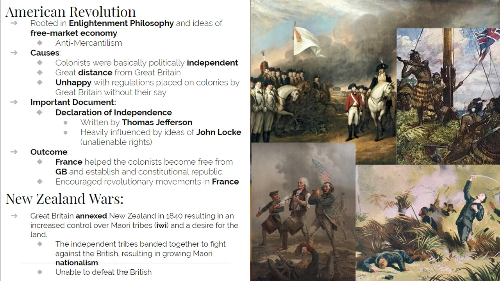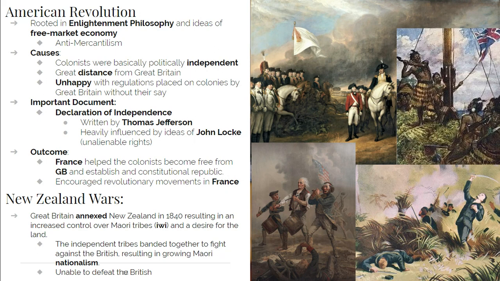Long story short, the Americans get help from the French, and they are able to defeat Britain in a long, drawn-out war and become officially independent. They will become the United States of America as we know it in 1789.